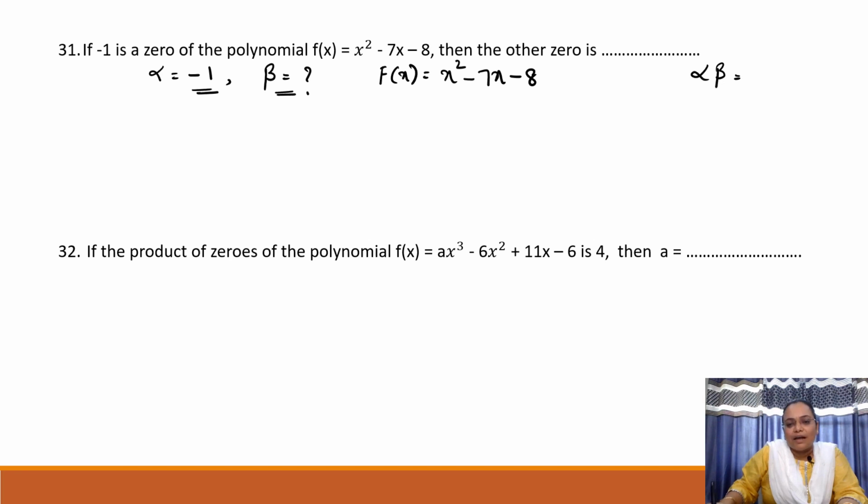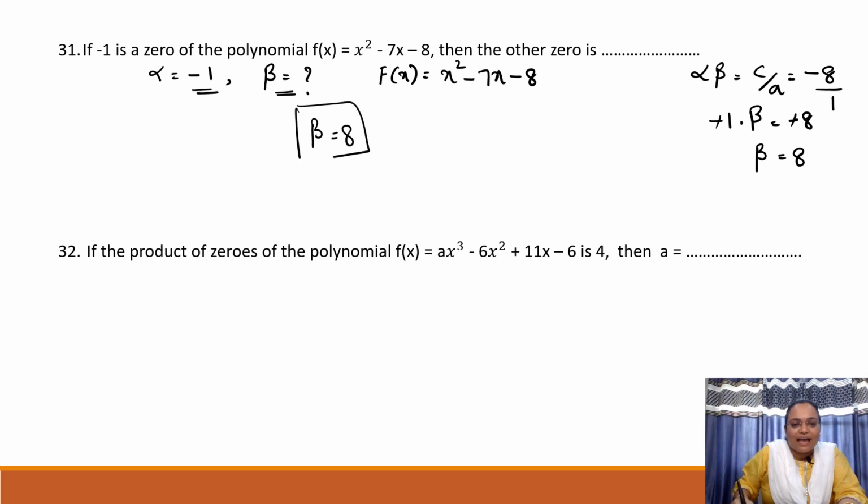So, the product of zeros, alpha beta, is equal to c by a. What is c? c is nothing but your minus 8, and a is 1. So, what is alpha they have given? Minus 1 into beta is equal to minus 8, right? Minus minus gets cancelled. So, beta is equal to 8. So, the other zero beta is equal to 8 we have got.